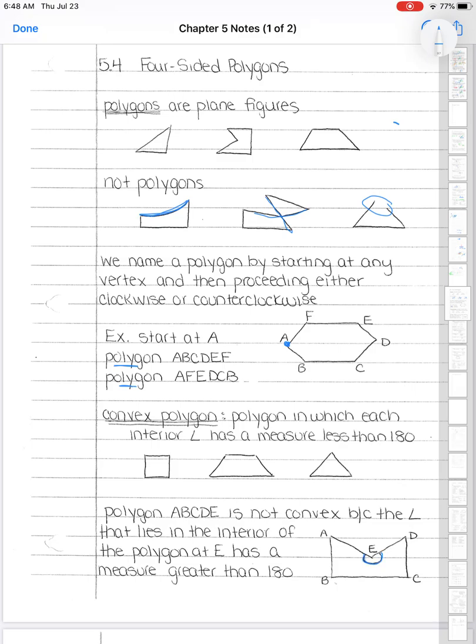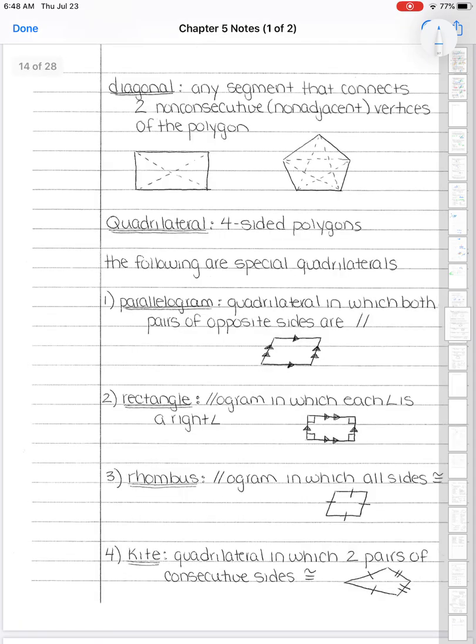A convex polygon is a polygon in which each interior angle has a measure that is less than 180 degrees. Those are predominantly the type that we're going to be dealing with. Polygon ABCDE is not convex because the angle that lies in the interior of the polygon at E has a measure that's greater than 180. So it's still a polygon, but that angle right here is going to be more than 180 degrees. It's practically a full circle if you look at it.